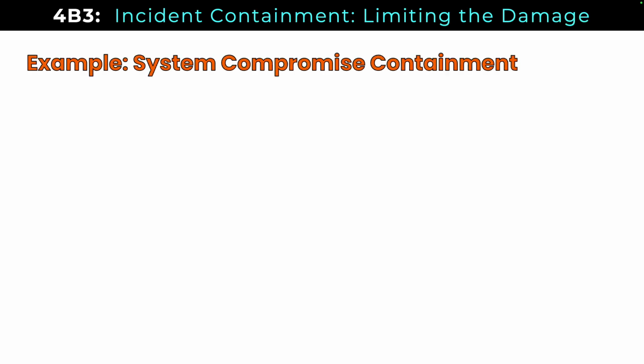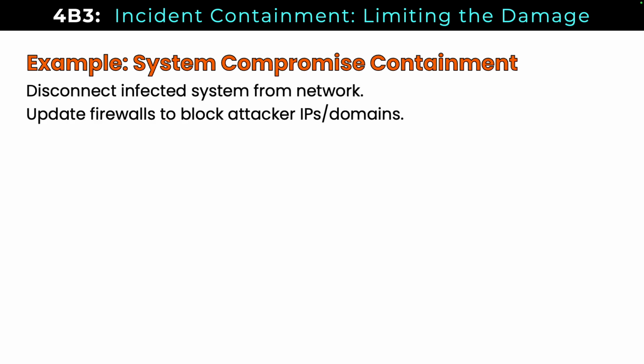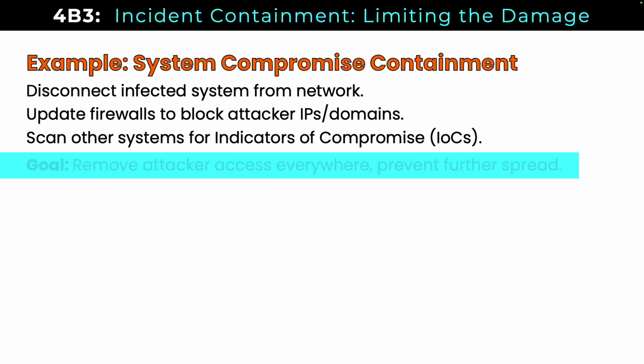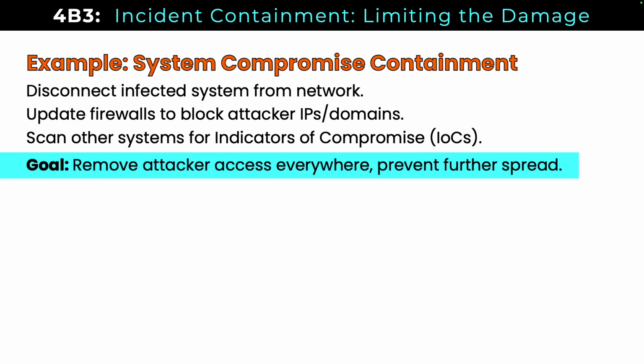So let me give you an example of system compromise containment. We might disconnect the infected system from the network, update firewalls to block attacker IPs and domains, scan the other systems for indicators of compromise to see if there's been any lateral movement. The goal here is to remove attacker access everywhere and to prevent further spread. We're containing the damage.